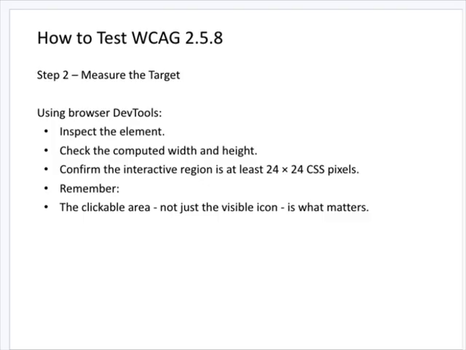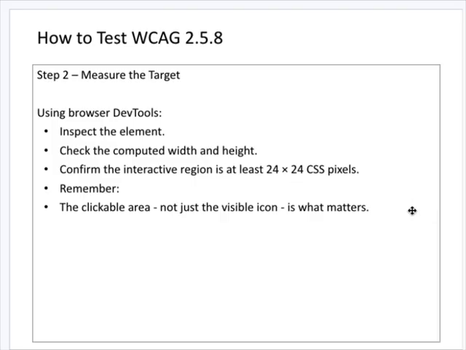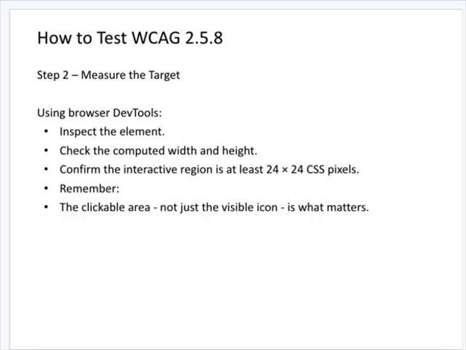Inspect the element by right clicking and clicking on inspect element. You can open the dev tools and inspect the element. Check the computed height and width. Confirm if the interactive region is at least 24 by 24 pixels. And remember, it is not just the visible icon, the clickable area is what matters, including the icon or the image that you are trying to click.